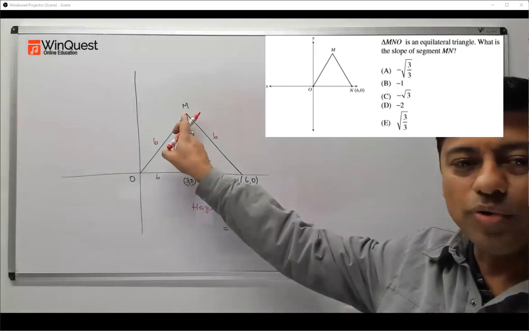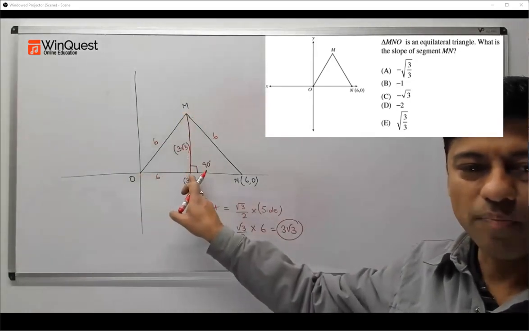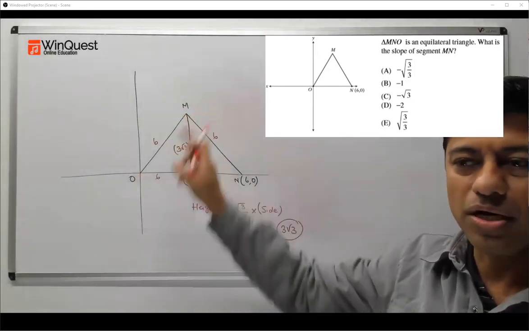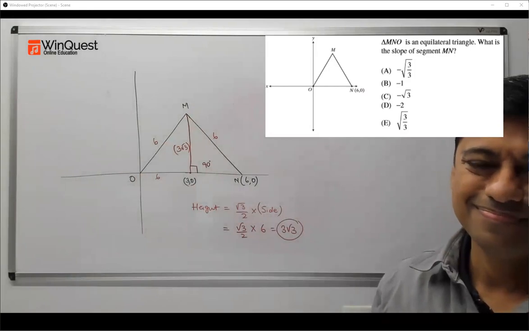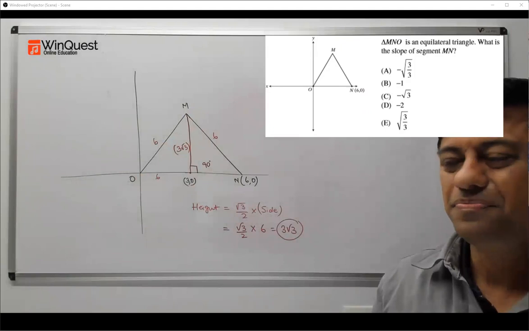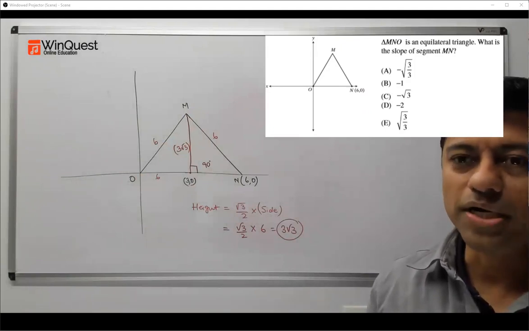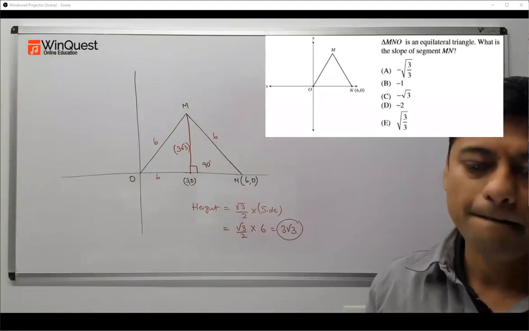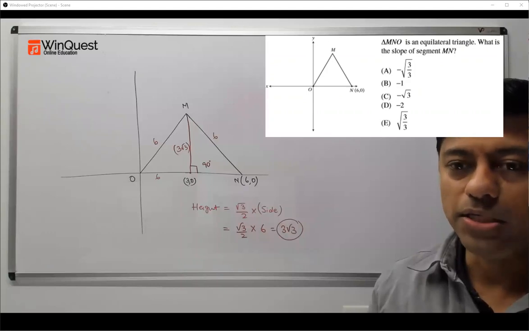Srinitya, what is the coordinate point of M? If you have to travel to M, you will travel like this. This much, this is X component, and this is Y component. So what is the coordinate point of M? Akanksha, what is the coordinate point of M? Meenakshi Riku, what is the coordinate point of M? Silence. What happened?